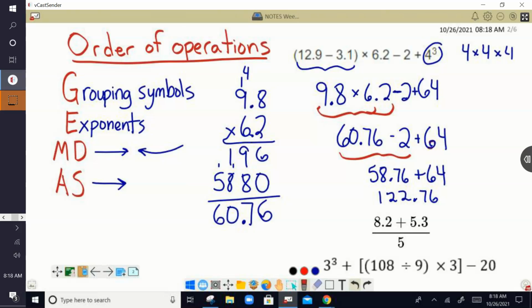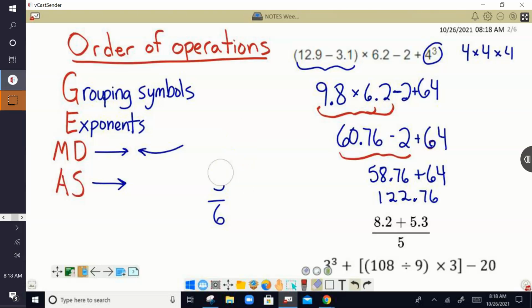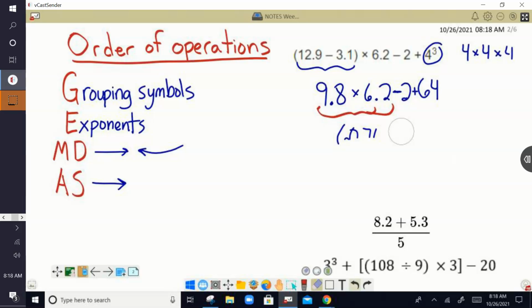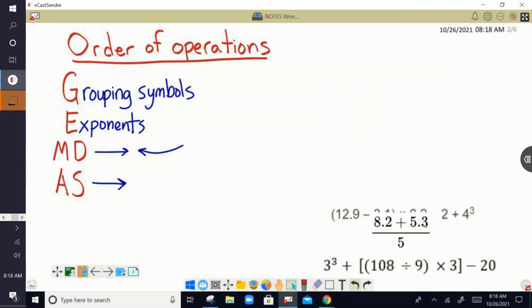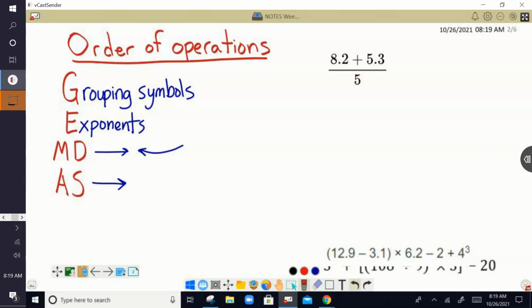And that's it. So let's do this last problem here. Let me erase all this. Okay, I just wanted to include one problem in here that has this fraction bar. This is a grouping symbol right here. It's a division bar. Fraction bar is division, so we've learned that already.